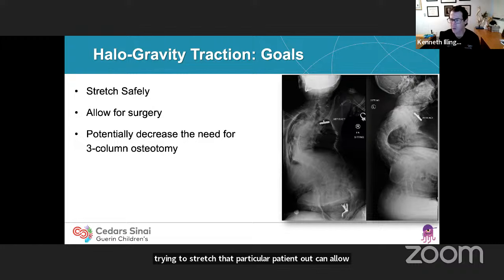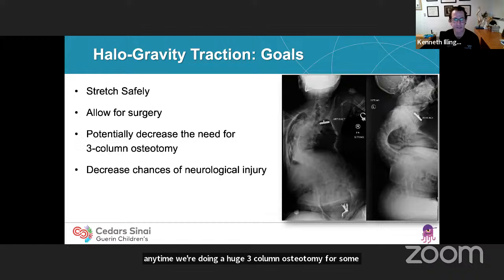You can also potentially decrease the need for three-column osteotomies, you know, vertebral column resections. Although we do them, we try not to if we don't have to, because there's a significantly increased risk of neurological injuries anytime we're doing a huge three-column osteotomy for some type of spinal deformity. So we can potentially decrease the need for that, and at the same time decrease the chances of neurological injuries, both intraoperatively as well as with the surgical techniques that we're using from a surgical perspective.